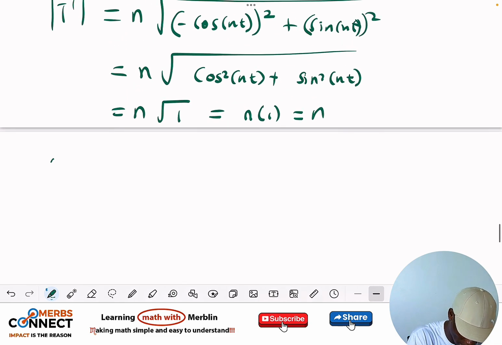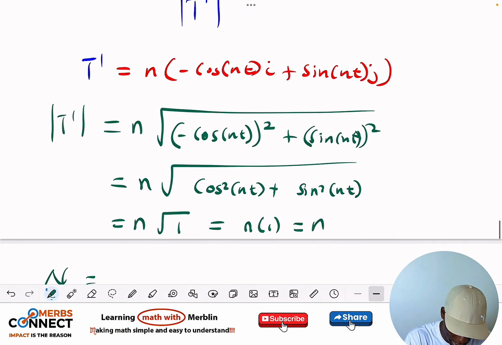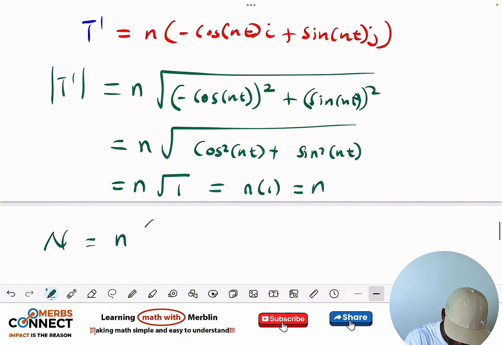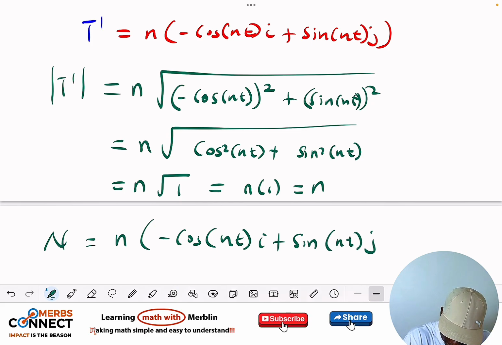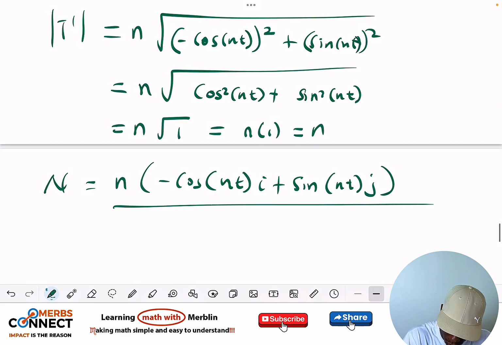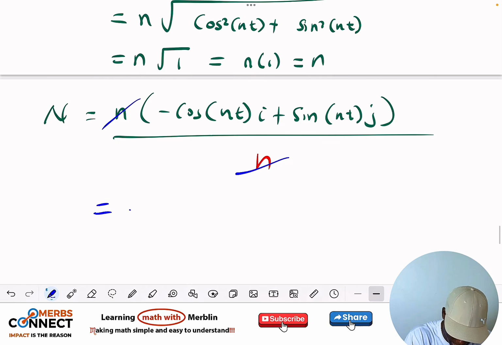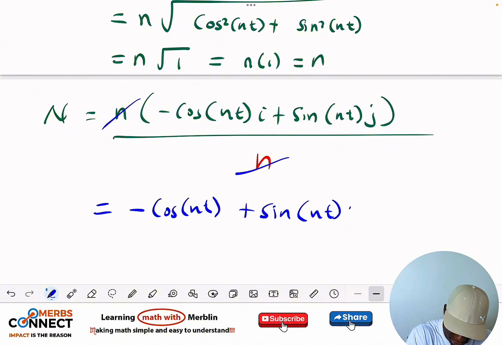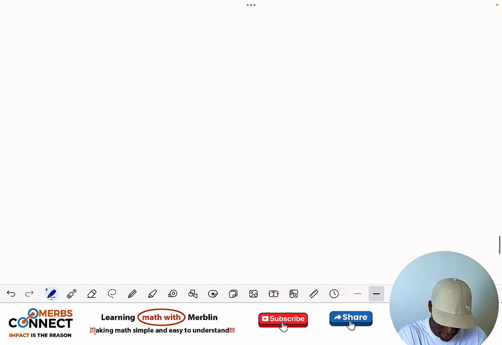So it means that our normal will be equal to n times minus cos of nt i plus sine of nt j, all divided by what we just had, n. And this will cancel this. So the principal normal is minus cos of nt i plus sine of nt j. So this is the principal normal, right? Principal normal.